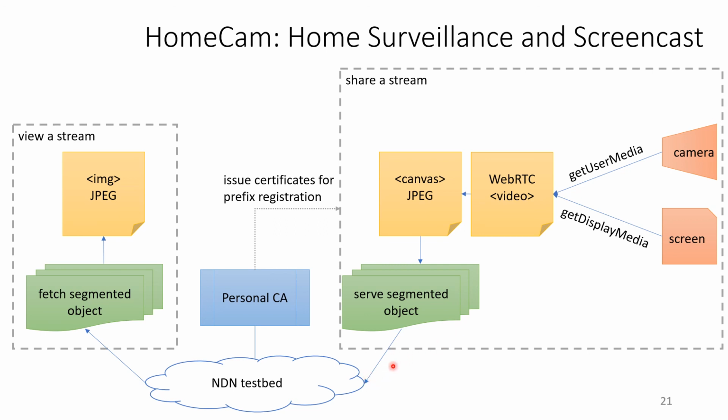And then to serve anything on the NDN testbed, you need to do prefix registration. The previous version had a very hacky way to do prefix registration, but now the registration command is generated in the browser itself, after asking for a certificate from the personal CA I deployed on one of my servers. Then if you select view a stream, you are the consumer. The consumer will just fetch segmented object from the producer, and then display the JPEG image in the HTML image tag.